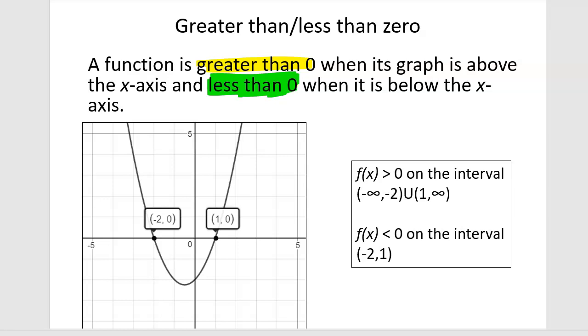So less than 0 is going to be when you're below the x-axis. So the graph is below the x-axis through here, and they're talking about below the x-axis when over here in this part. So this is the interval -2 to 1. And notice they are just using those x values when they write that interval.